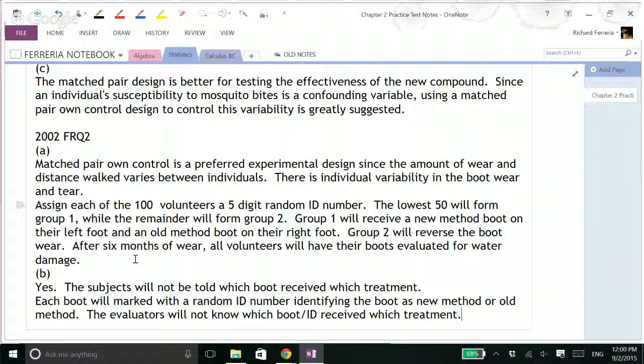That would be your boot guy. Anybody who has contact with the boots at the experimental level should not know which boot received which treatment. However, if you're going to take the data at the analysis level, then you will know which one's which. Those people know. The man behind the man. Okay? Have we talked this one through? Good.